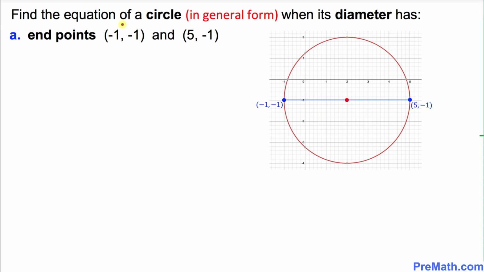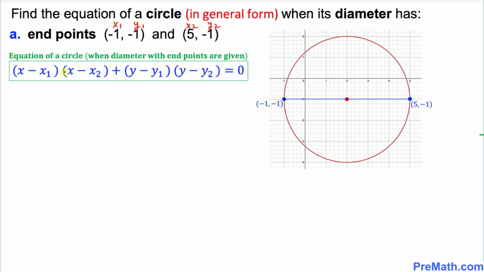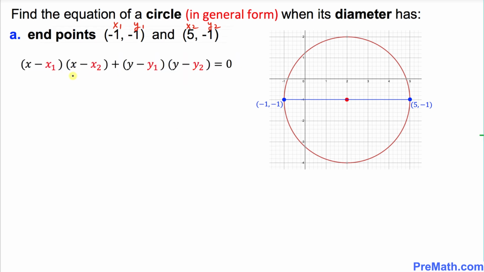The very first step is I am going to call this first point x1, y1, and the second point x2, y2. And here's the formula that we will be using to find the equation of a circle in general form: (x minus x1) times (x minus x2) plus (y minus y1) times (y minus y2) equals 0, where (x1, y1) and (x2, y2) are our given endpoints of its diameter.